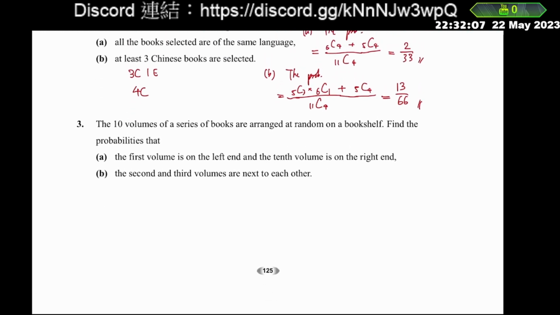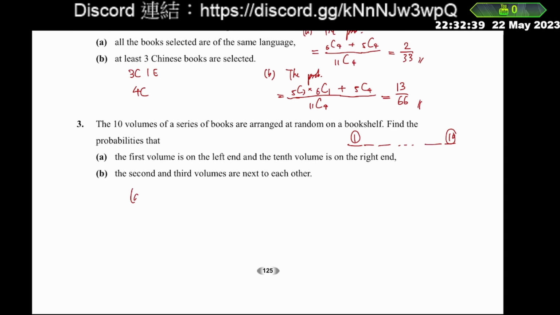Question 3. 10 volumes of a series of books are arranged at random on the bookshelf. So there are altogether 10 books. And we find the probability that the first volume is on the left end and the 10th volume is on the right end. So consider the fill-in-the-blanks method. We want the first one to be on the left and the 10th one on the right, and that means these two are fixed positions, while the others can be free.